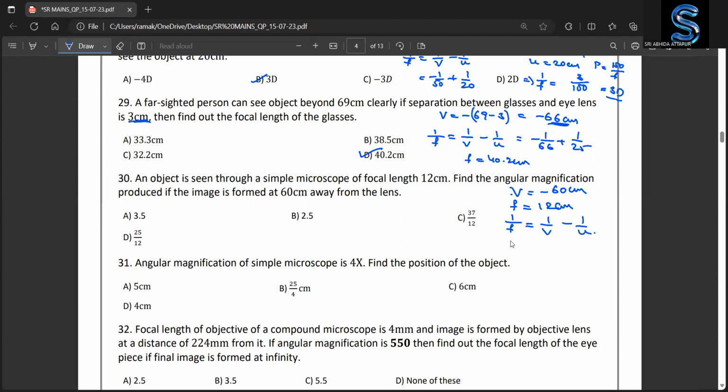here we can represent that 1 by 12 is equals to minus 1 by 60 minus 1 by u. So here we can represent u is equals to minus 10 centimeters. So the object is placed at 10 centimeters. But here we have to find the angular magnification, where angular magnification is represented as D by u, which is equals to 25 by 10. So it can be represented as 2.5. So option is B. After that, the next question.